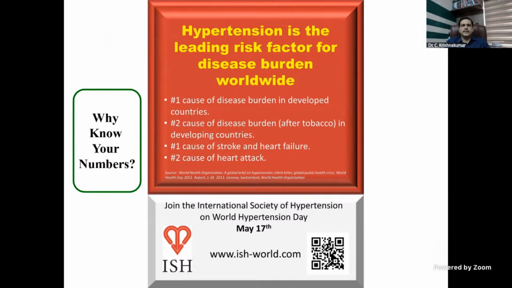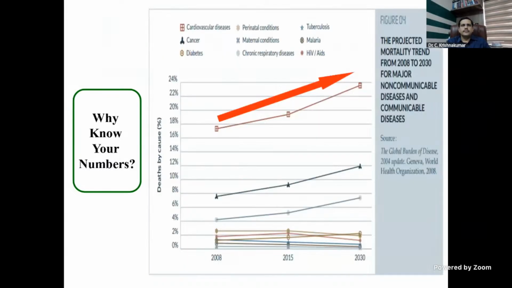Hypertension is the leading risk factor for disease burden worldwide. It is the number one cause of disease burden in developed countries and in developing countries. It is the number one cause of stroke and heart failure and the second cause of heart attack next to diabetes. What are the diseases that can lead to mortality? This is a non-communicable disease which can lead to a large number of deaths, next to diabetes.